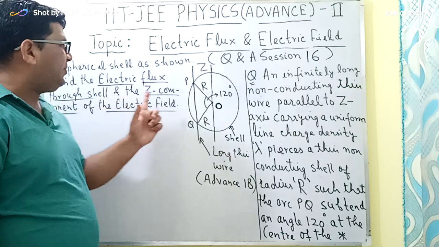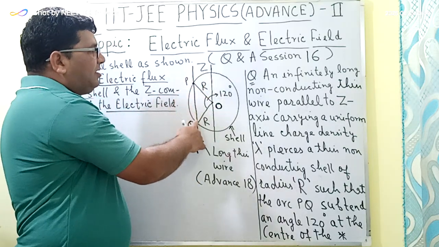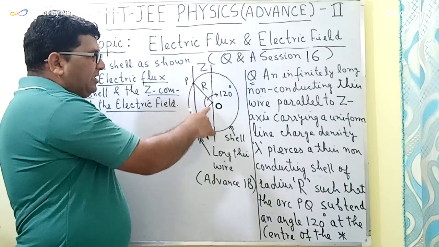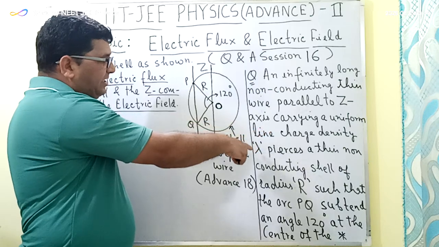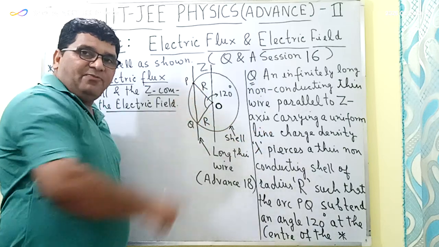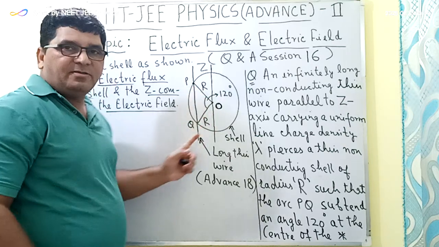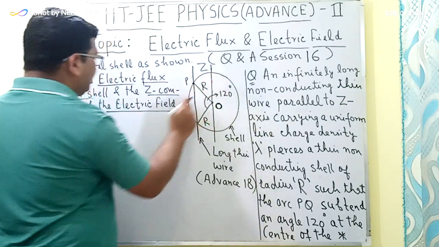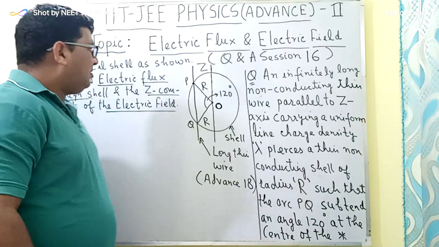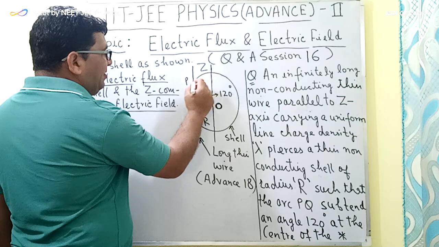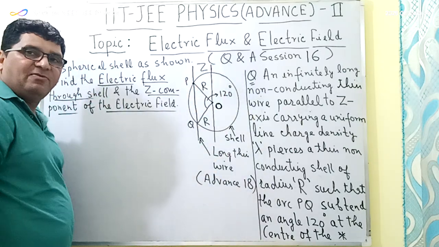Now the Z component of the electric field will be 0 because this is a straight, infinitely long non-conducting thin wire and it is parallel to the Z axis, having a uniform line charge density lambda. The electric field due to this straight wire will be perpendicular to the wire. As a result, the Z component of the electric field will be equal to 0, because the electric field will be perpendicular to this wire.